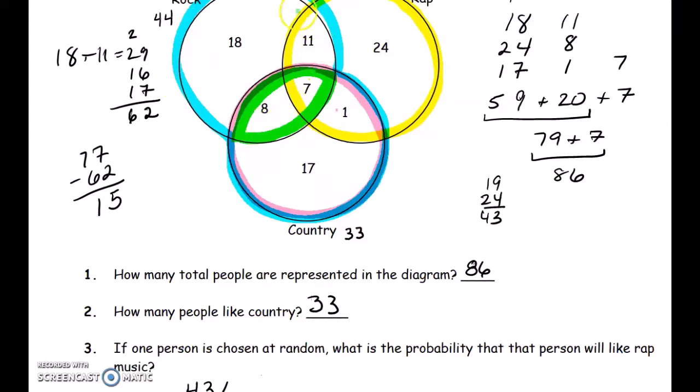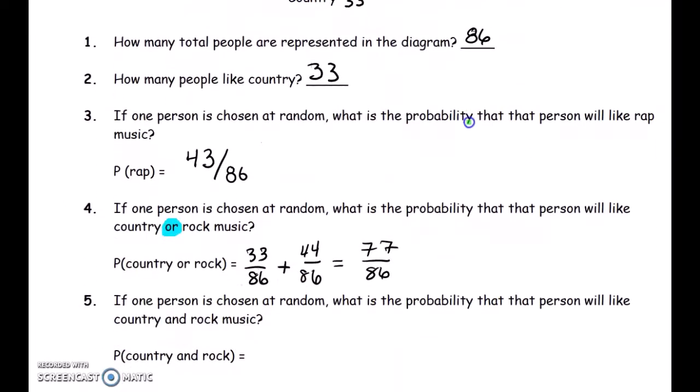Could it be that when I counted the rock, I counted these 15 in green, and I counted them again when I counted the country? So in order for my results to be accurate, I would need to subtract off that overlap that was counted twice.